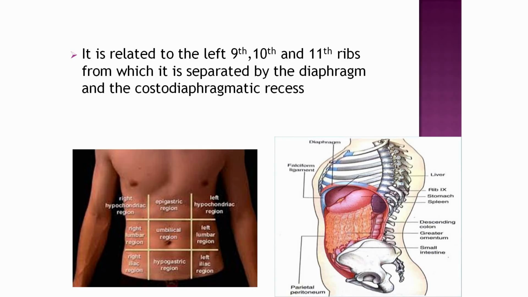Now, it is related to the left 9th, 10th and 11th ribs, from which it is separated by the diaphragm and the costo-diaphragmatic recesses. As you can see here, this is the left hypochondriac region, this is the epigastric region, and the spleen is present mainly in the left hypochondriac region, with part of it in the epigastric region. As you can see in the second diagram, spleen is related to the left 9th, 10th and 11th ribs. It is separated from the diaphragm and the costo-diaphragmatic recesses.